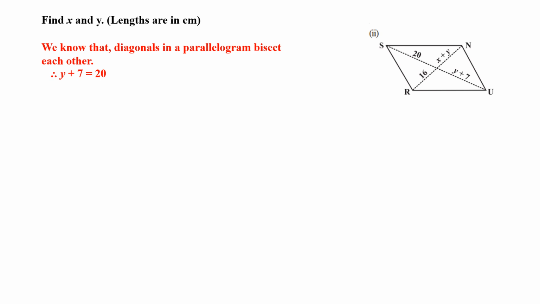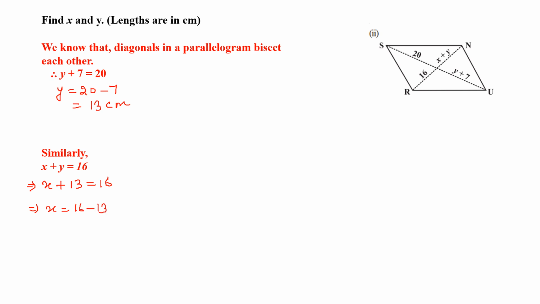So now here we will find the value of y. So y will be 20 minus 7, which will give me 13 centimeter. Clear? So now similarly, if I take the other diagonal, x plus y will become equal to 16. And from here I will get the value of x, because y value I already got as 13. So I'm going to substitute it. So the value of x will be 16 minus 13, which will give me 3 centimeter. Okay, so the value of x is 3 and the value of y is 13 centimeter.